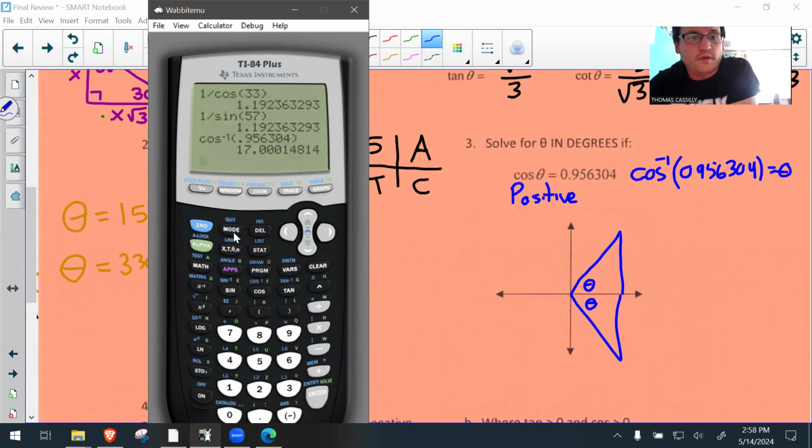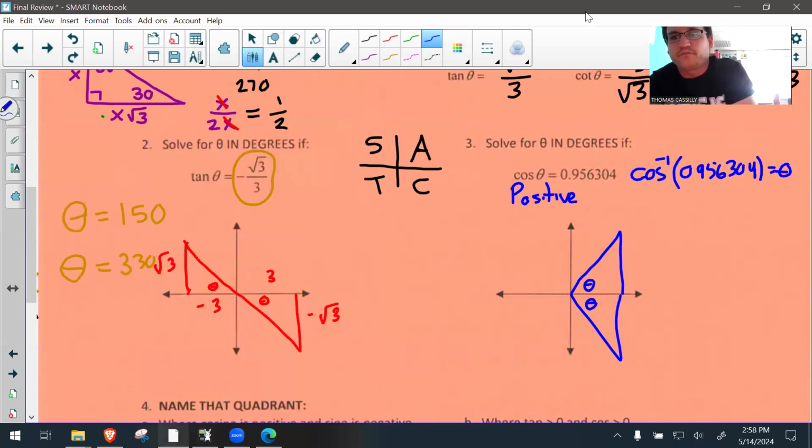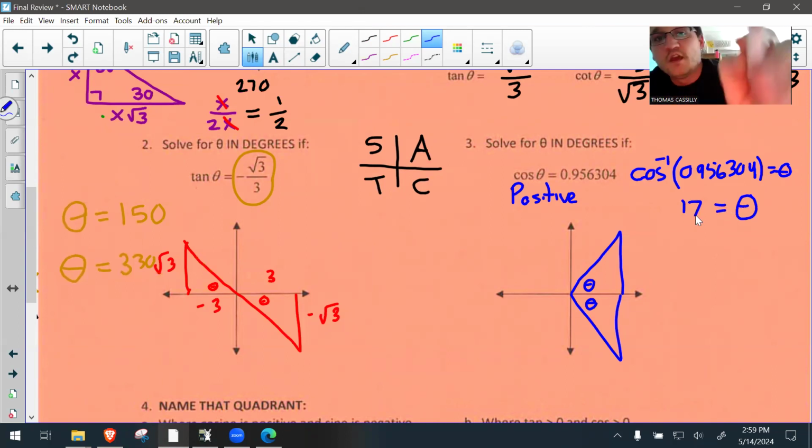What is that number? Make sure we're in degree mode, by the way. They want to know degrees, so just make sure you're in degree mode. About 17. All right, so theta here equals 17. So this is a 17-degree angle, and this one is a 17-degree angle.